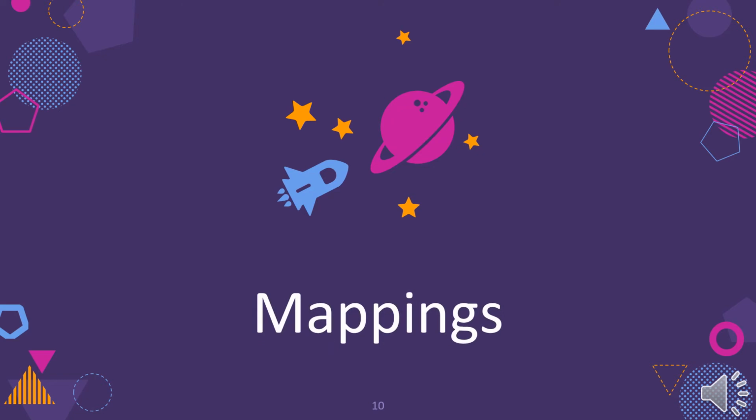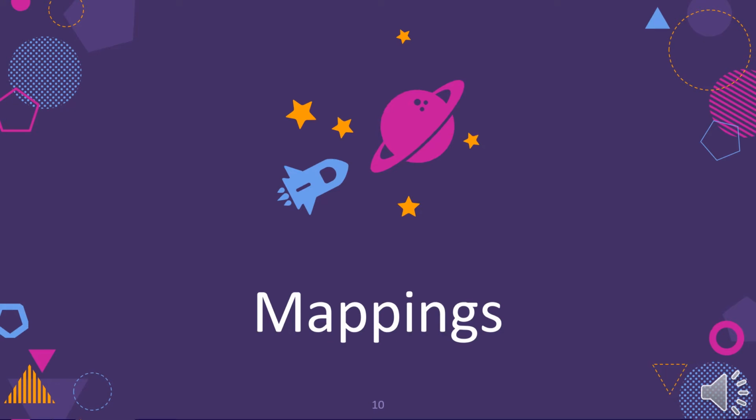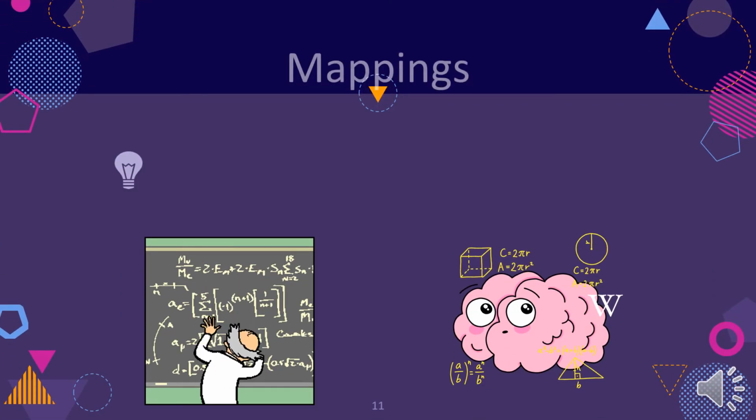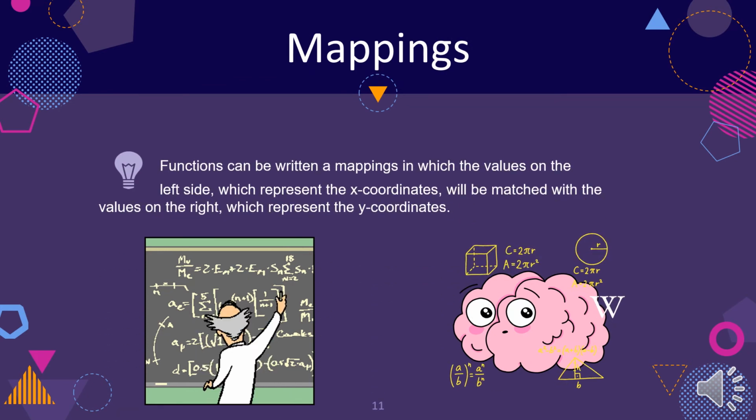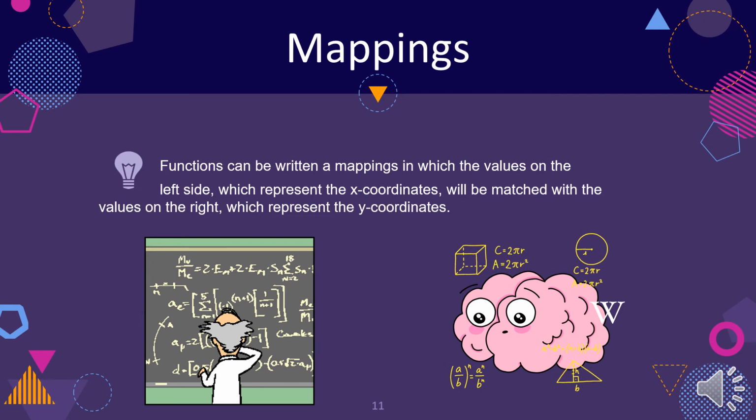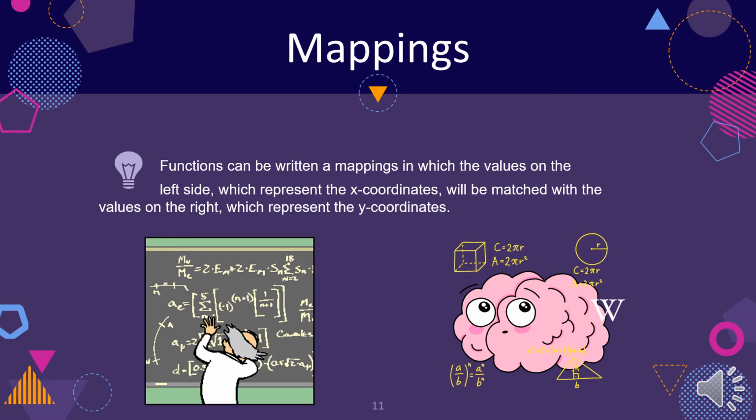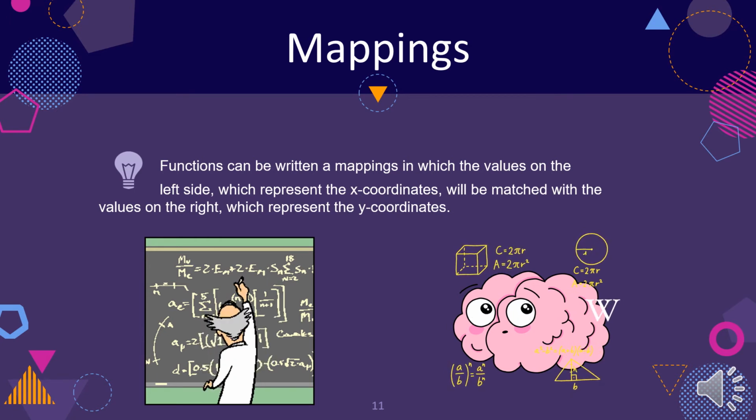So, here is the third way of expressing function and relations, mappings. Mappings of a function can be written in which the values on the left side, which represent the x coordinates, will be matched with the values on the right, which represent the y coordinates.